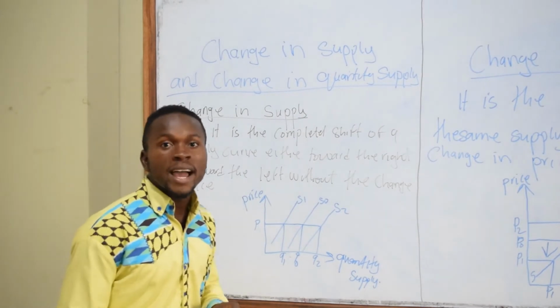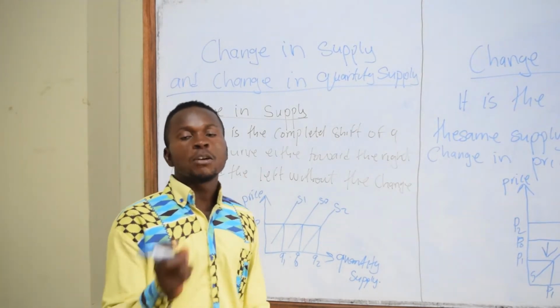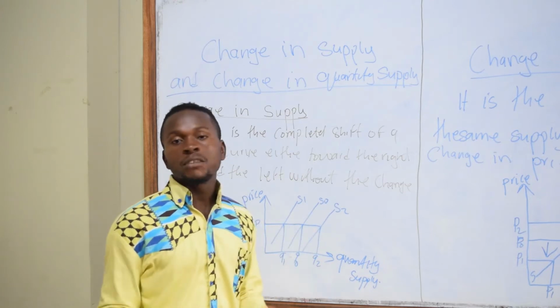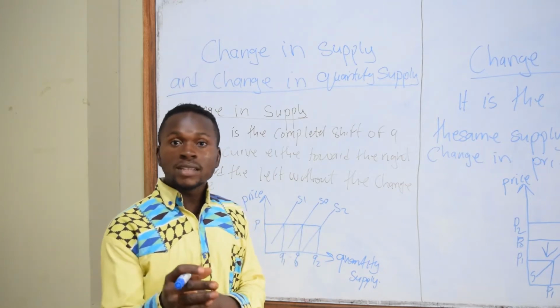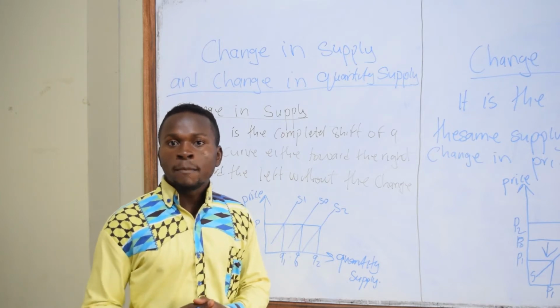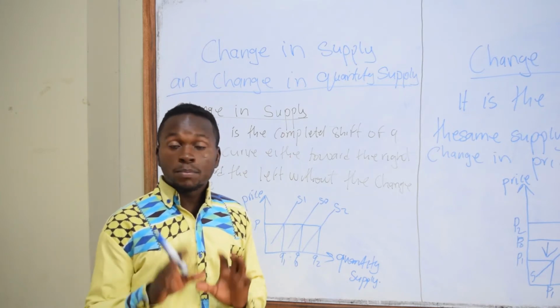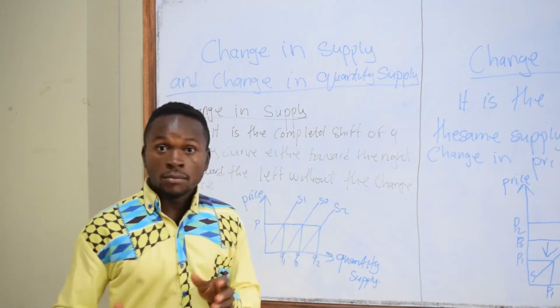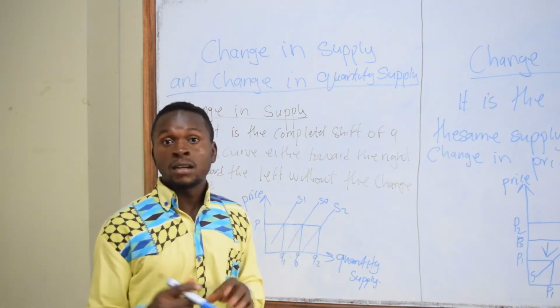The change in supply is a complete shift of the supply curve, either towards the right or towards the left, without a change in price. The price is held constant, while other factors affecting or determining supply will make a change in supply, but the price itself is held constant. Now let us look at it in the diagram. The diagram below can illustrate it better.